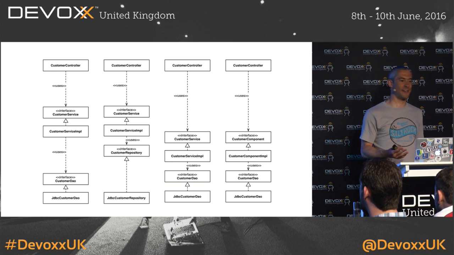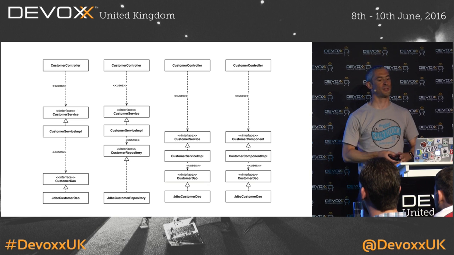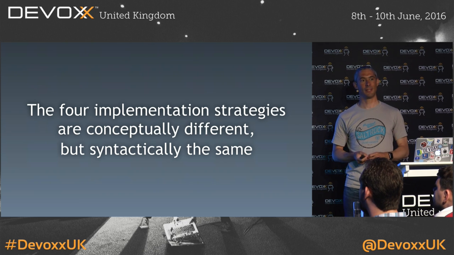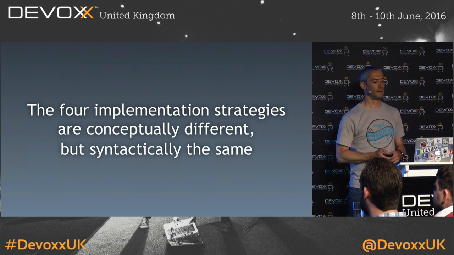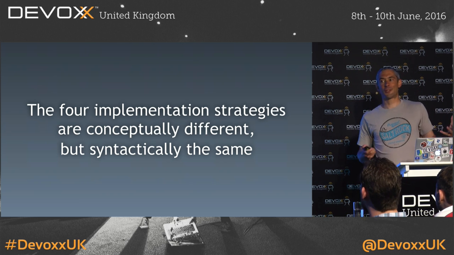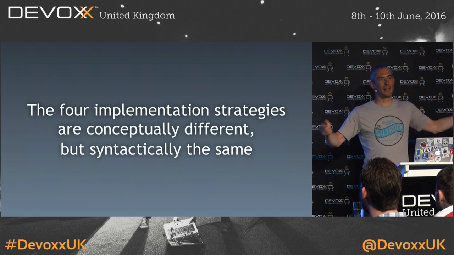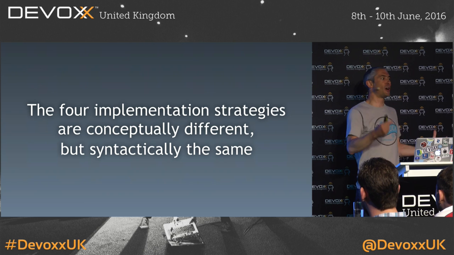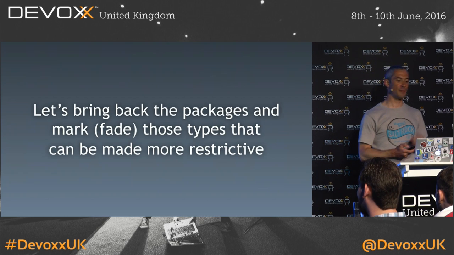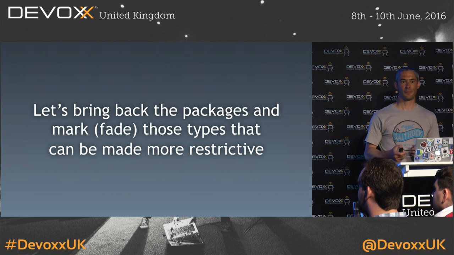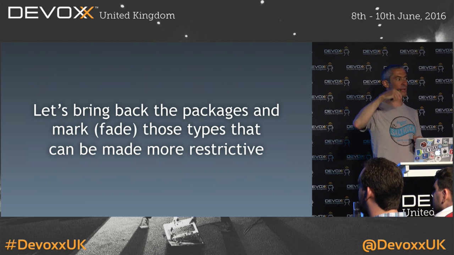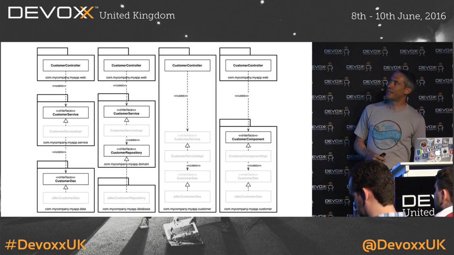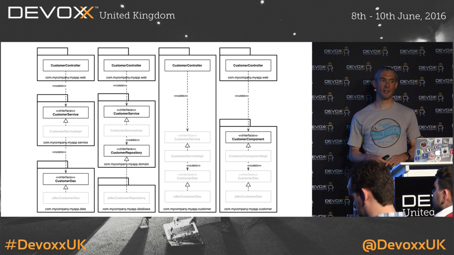Which begs the question, what really is the difference between all of these architectural styles? Because they're conceptually different but syntactically the same if you make all the types public. Of course, we can use Java's packaging mechanism to provide some level of encapsulation here. You can think of this as like a poor man's Java 9 module system. If we bring back the packages and fade out the classes that we can make more restrictive using the standard access modifiers, you get something that looks like this, which is really interesting.